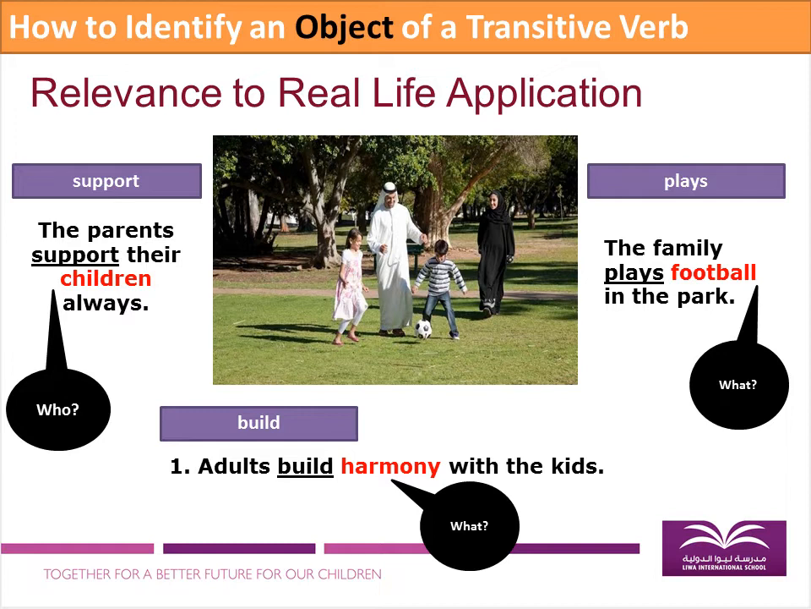Next one. Build is our verb. Now let us give an object. Let's use it in a sentence. Adults build harmony with the kids. What is our object for the transitive verb build? The object is harmony. Why? Because it answers the question what. This is the object of the verb.